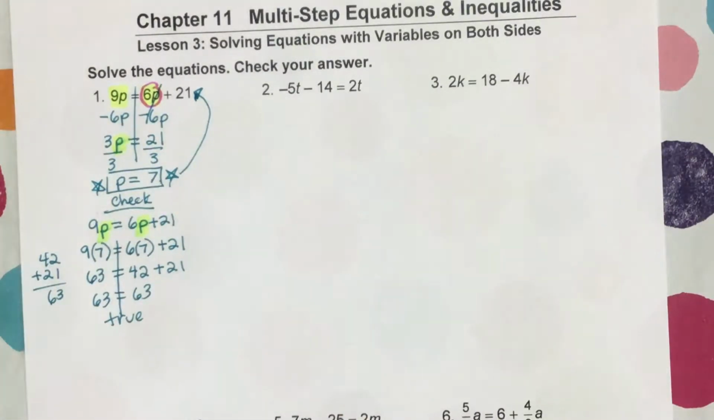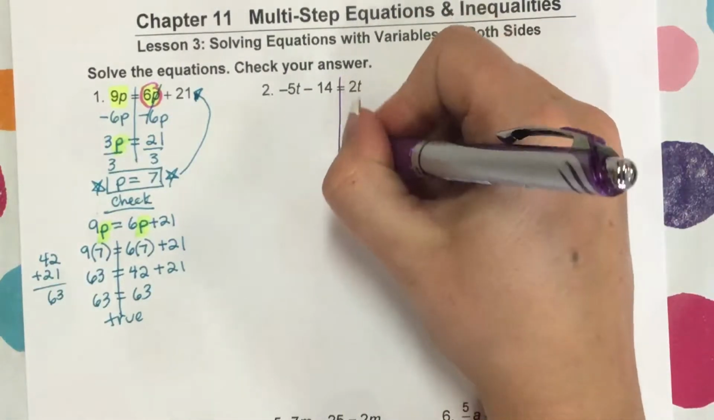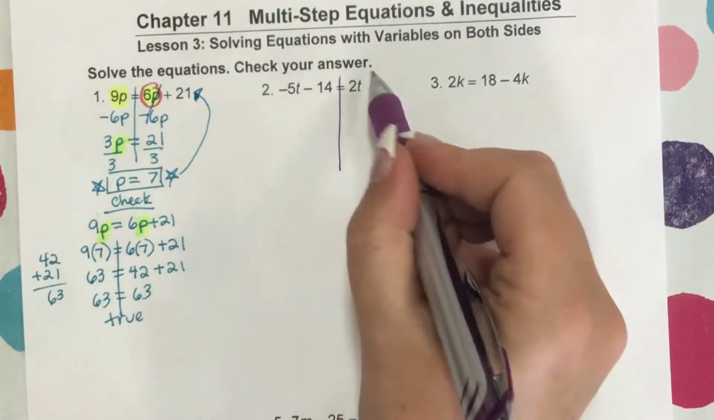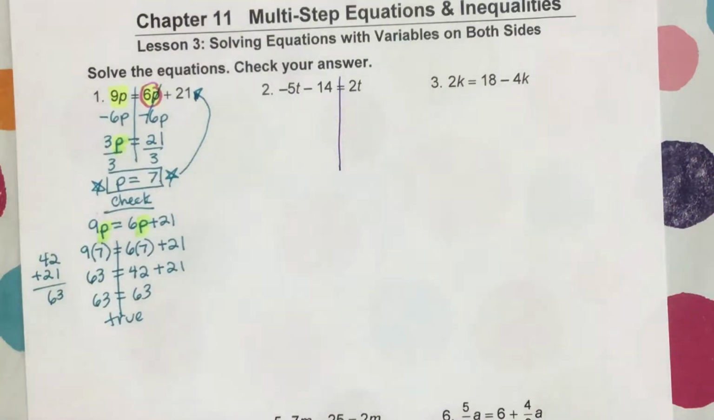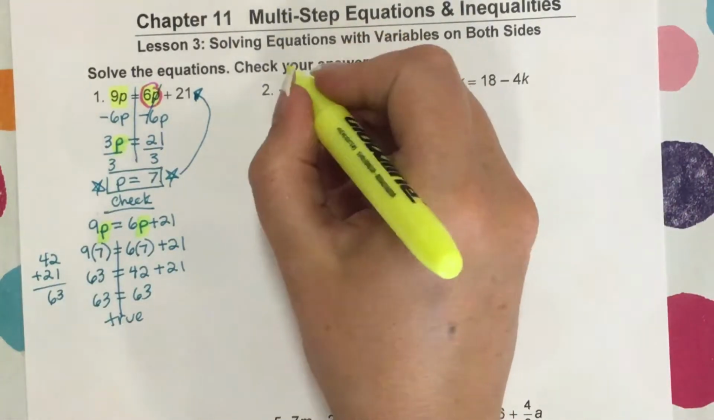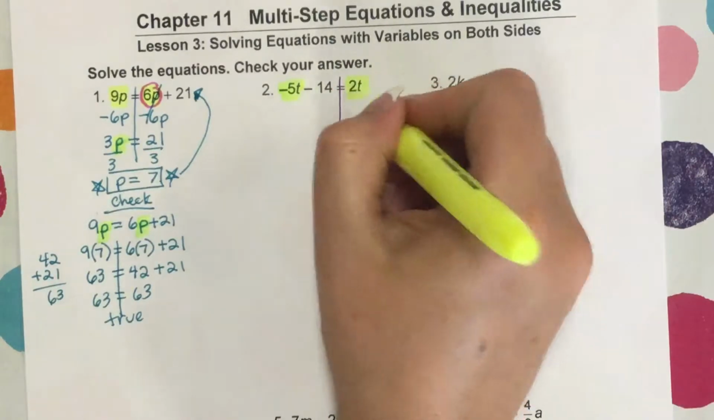Okay, let's go ahead and work on number 2 together. So I locate the equal sign. It's right there. Here's one side of the equation. Here's the other. I notice immediately that I have a variable on this side and then another variable on this side of the equation.